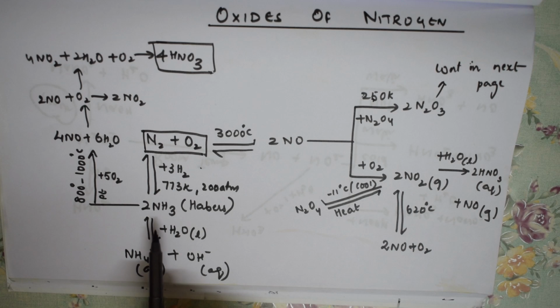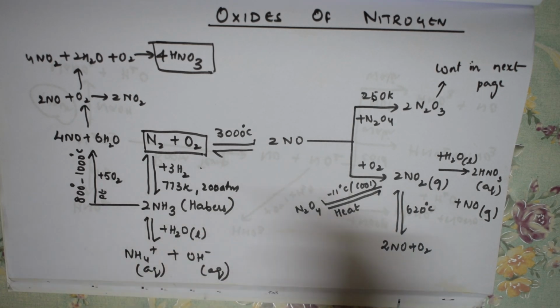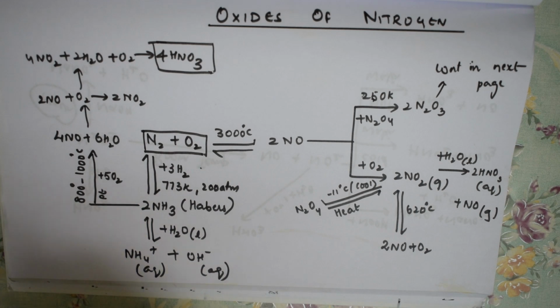Okay, now further, when you dissolve ammonia in water, you'll be getting ammonium cation and hydroxyl anion. This is a basic way of understanding.